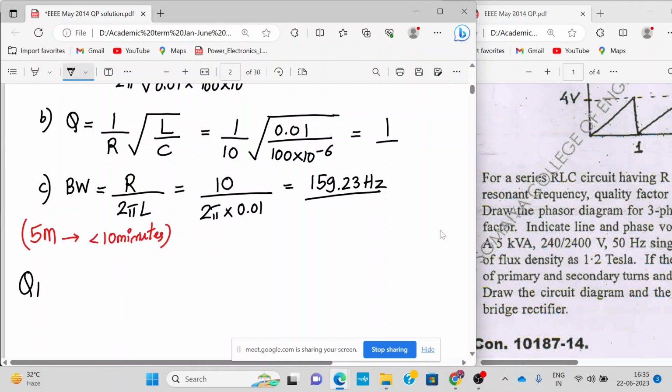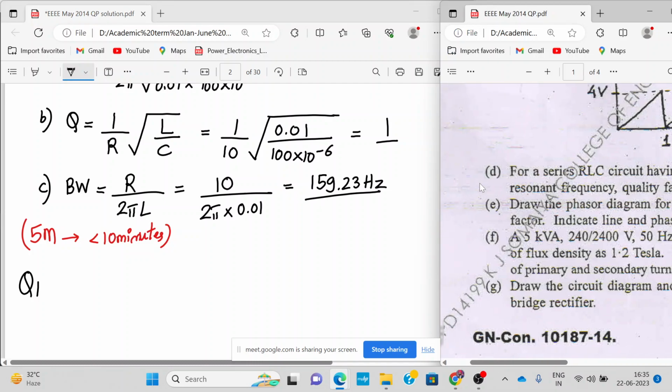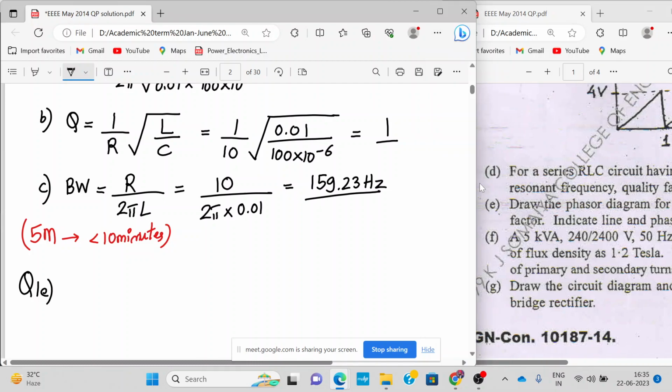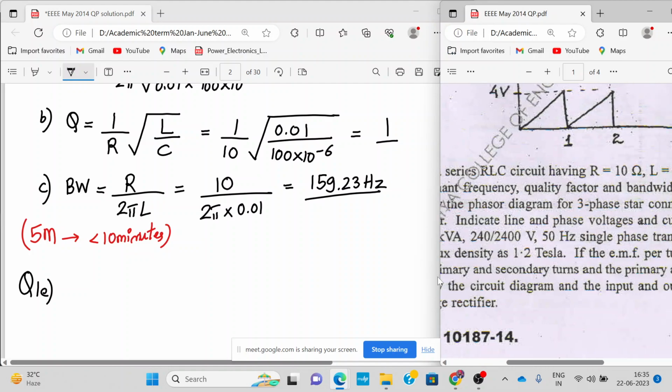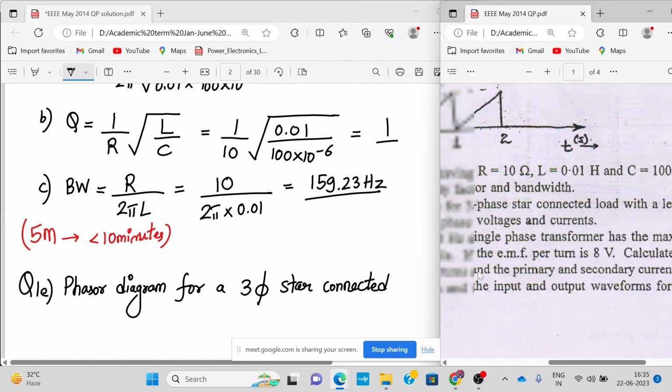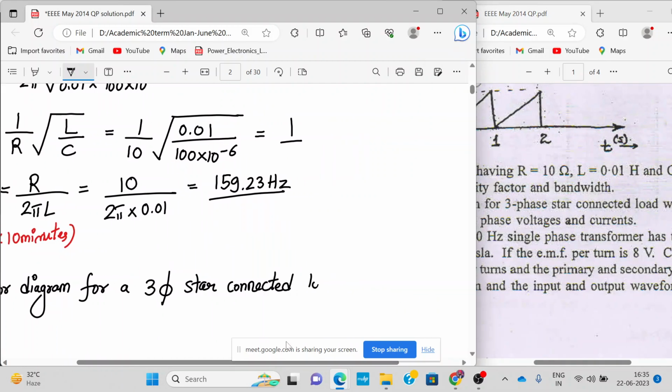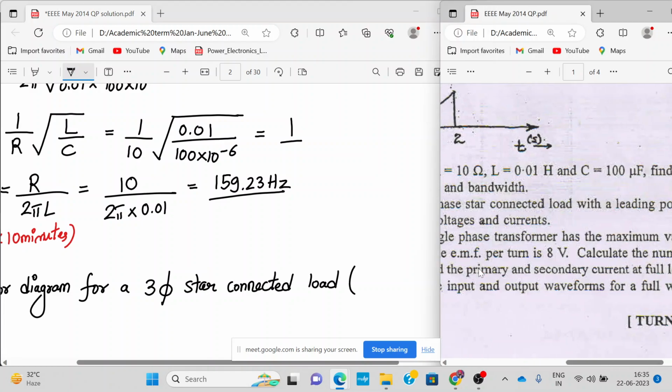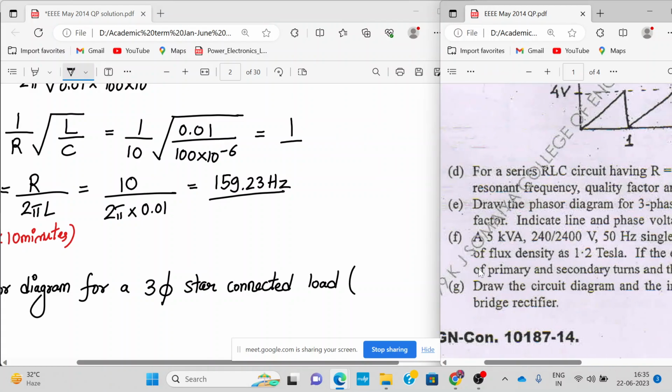Sir, you can just go through it at least once. Yeah, I will go through it. So we have to draw the phasor diagram for a three-phase star-connected load, and we have connected it with a leading power factor.